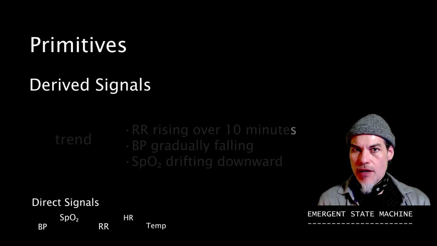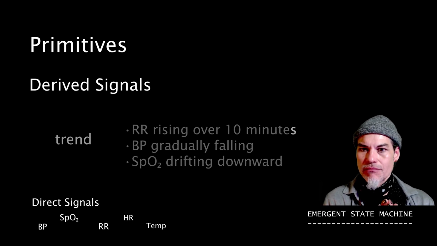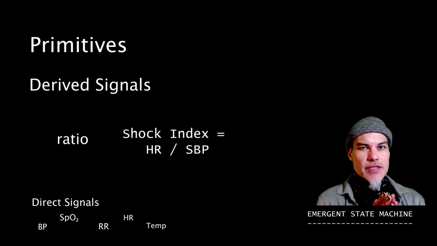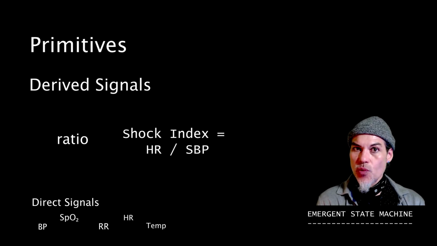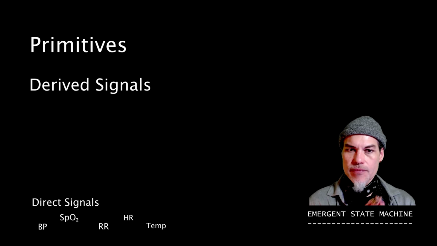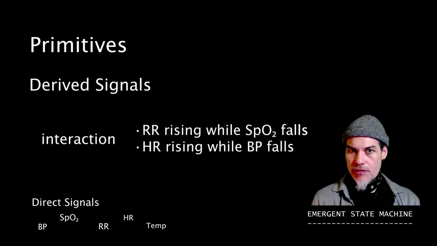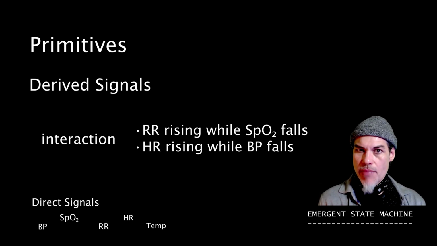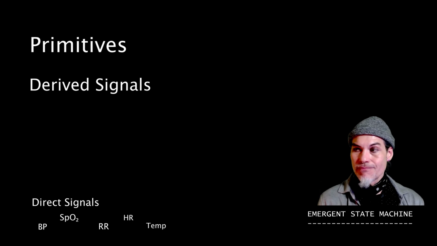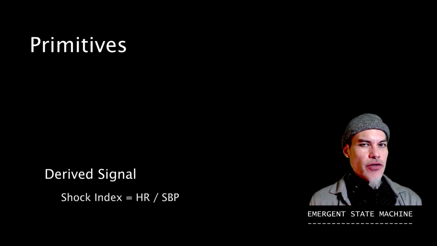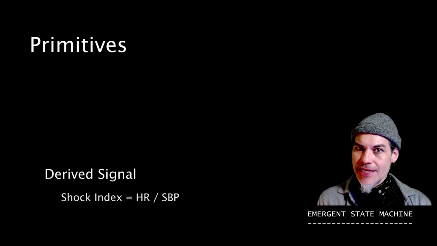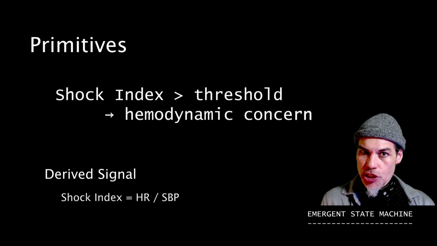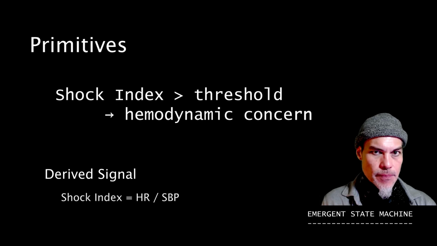Clinicians often reason about how a signal is changing, not just its current value. For a ratio like shock index, this is not a new sensor. It is a new way of interpreting existing signals. Many clinically meaningful patterns are relationships between signals, not individual measurements. A derived signal helps us understand a relationship in the data. A primitive determines when that relationship should trigger concern.